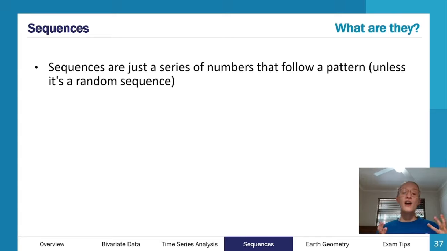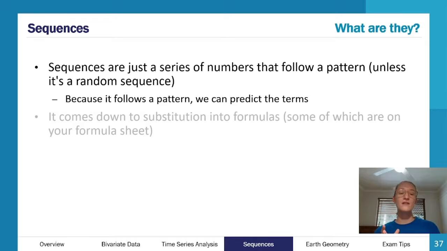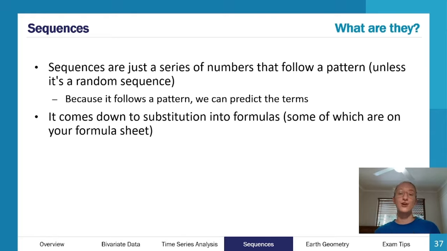So what are sequences? Sequences are just a series of numbers, and they generally follow a pattern, unless of course it's a random sequence, because by definition, a random sequence doesn't really follow a pattern. But sequences, the type that we're looking at, they do follow a pattern. And there's 2 different types of sequences that we're going to be looking at: arithmetic sequences and geometric sequences. Because it follows a pattern, we can predict the terms.